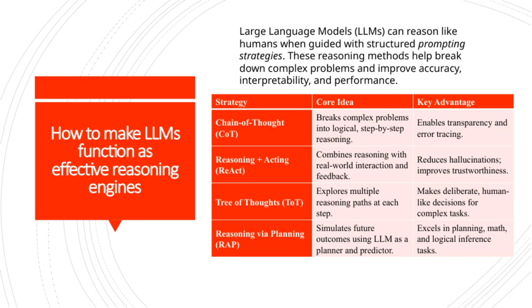Then there's the tree of thoughts, or ToT. This method explores multiple reasoning paths at each step, allowing the model to make more deliberate, human-like decisions, especially for complex tasks. Finally, reasoning via planning, or RAP, uses the LLM as a planner and predictor to simulate future outcomes. This approach excels in tasks involving planning, mathematics, and logical inference.